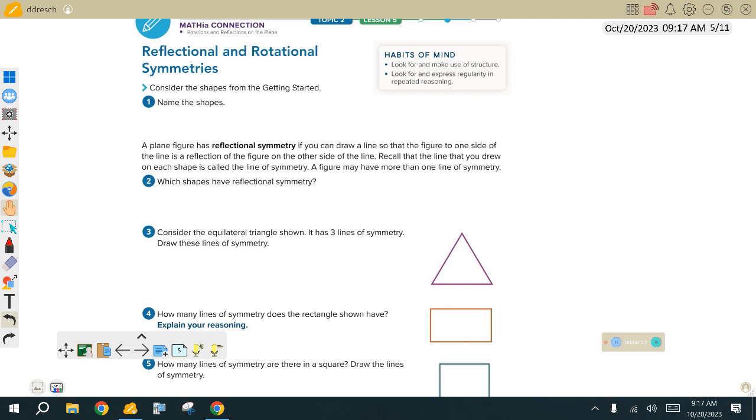Now, in shapes, certain shapes have symmetry. Not all shapes have symmetry. It depends on the type of shape that we have there. But certain shapes have symmetry. You see symmetry happening in logos of things as well.